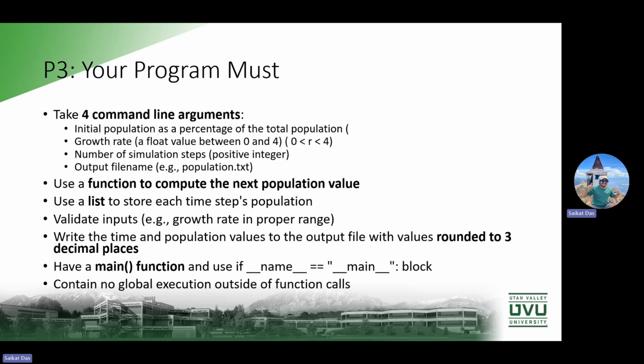And what's the output? The output is a sequence of items where each item consists of the iteration number, a tab, and the population growth. It should start from the initial population and go to the number of iterations. And this time you need to store that information to a file. And what are the processes?